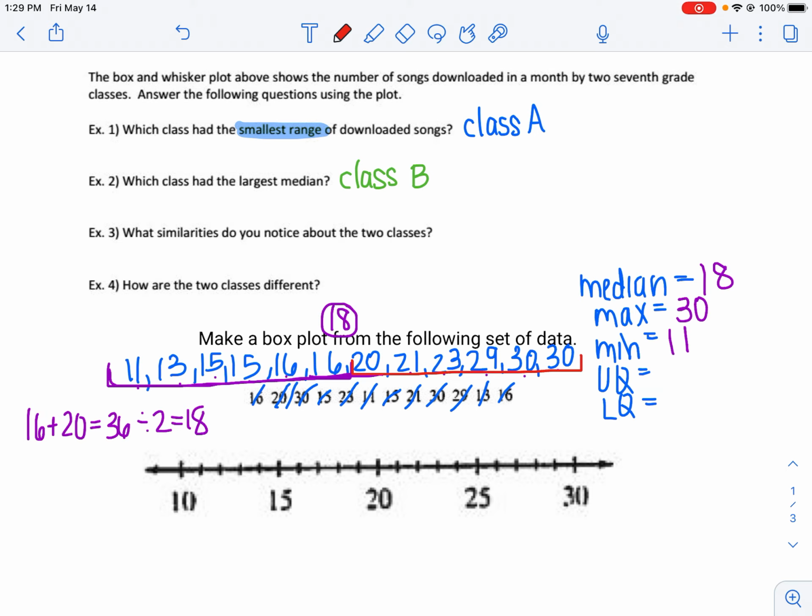All right, so when I'm finding my upper quartile, again, I can cross these out left to right, and I come up with 23 and 29. So 23 plus 29, and that gives me 42. That doesn't make sense. Let's add again. 52. Divide that by 2, and I get 26. So that's going to be my UQ, or upper quartile. And then I'm going to go through here, cross out, and I get 15. So I know that has to be 15.